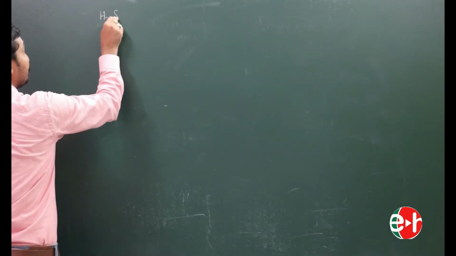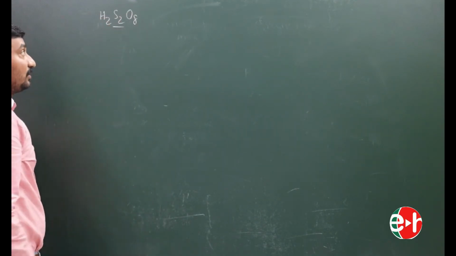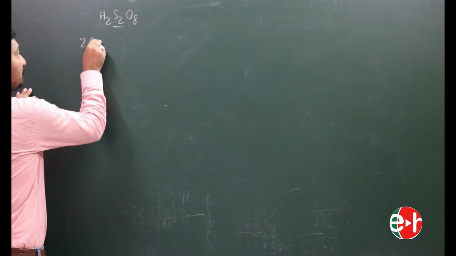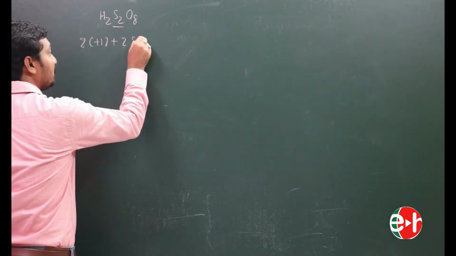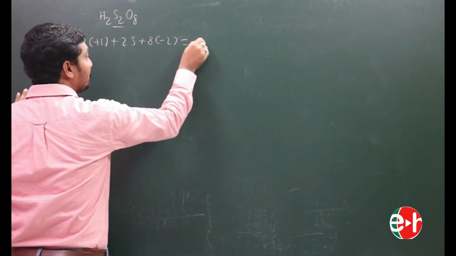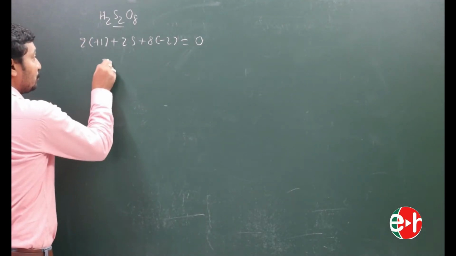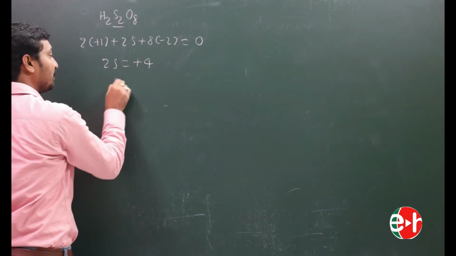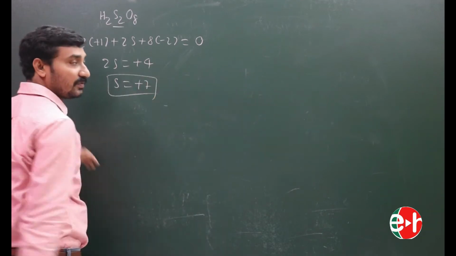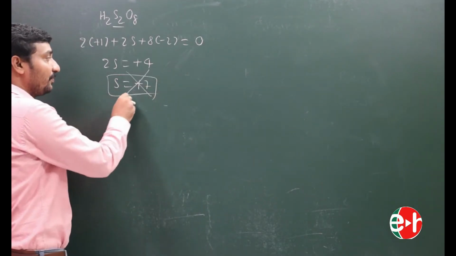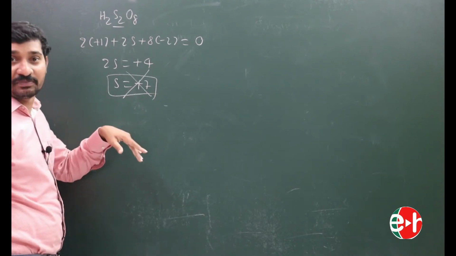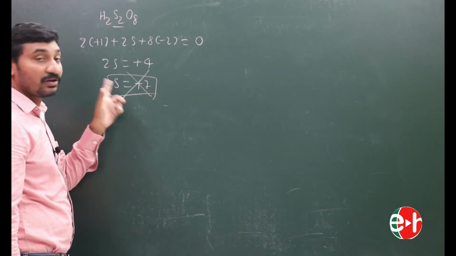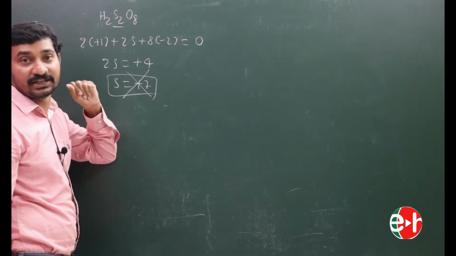H2S2O8. Here we have to calculate the sulfur oxidation state. See, general calculation: hydrogen +1, plus 2 sulfurs, plus 8 into -2. This is a neutral molecule, that's why 0. Now 2 sulfurs, -16 plus 2, -14, right side +14, sulfur we are getting +7. Is it correct? No. Why? Because the sulfur maximum oxidation state is +6, but by general calculation we are getting +7. That's why it is wrong.